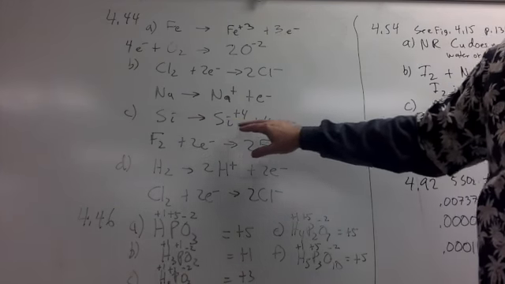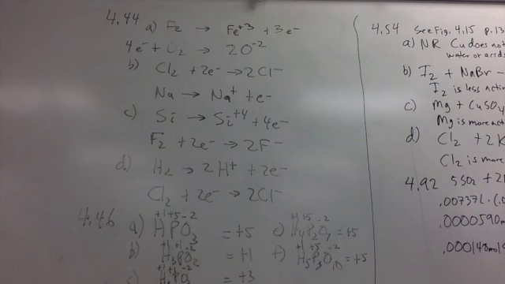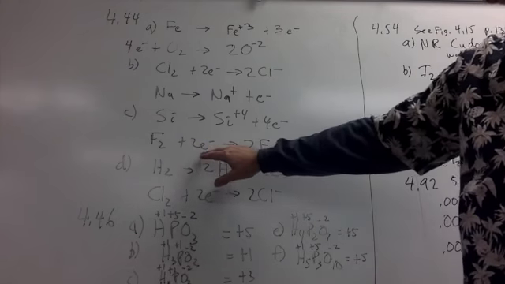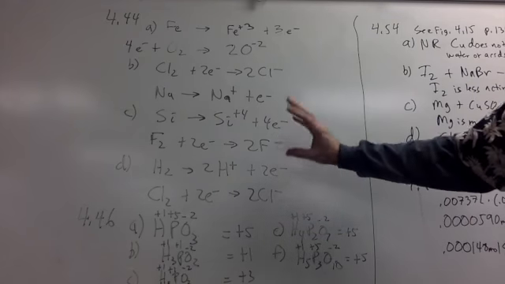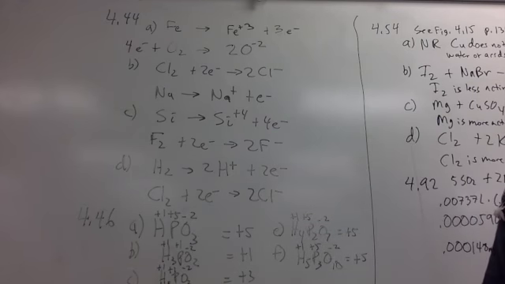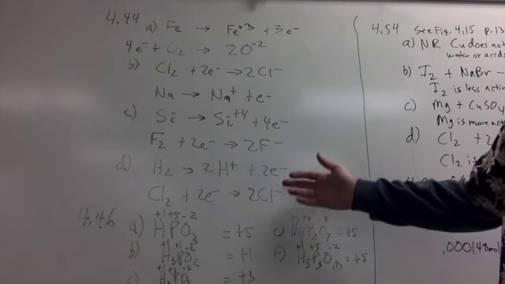Silicon goes to silicon +4 by losing 4 electrons. Fluorine gains 2 electrons to go to 2F minus. Double the second reaction, add them back together, and you get the reaction given in the question.